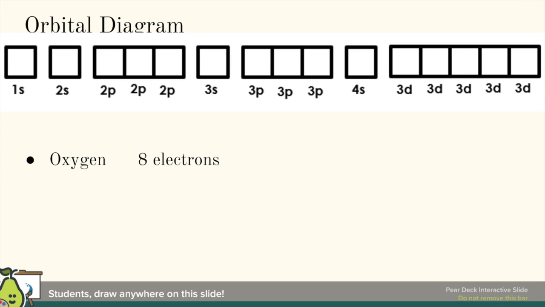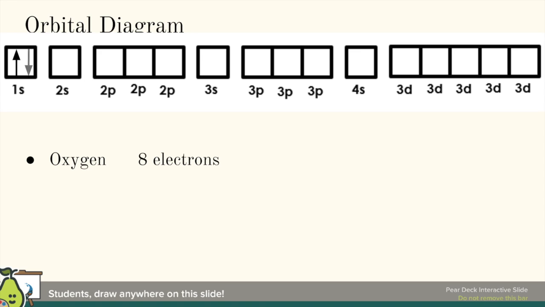So our first element that we're going to talk about is oxygen. And oxygen has 8 electrons. So I'm going to show you exactly how you draw this. We're just going to fill in. First things first, we want to make sure that if our arrows are in the same box, we have one going up, one going down. We want to make sure we don't skip any orbitals. And then when we get to our 2p, we don't pair them until they're all filled. So what that looks like, we're going to count.